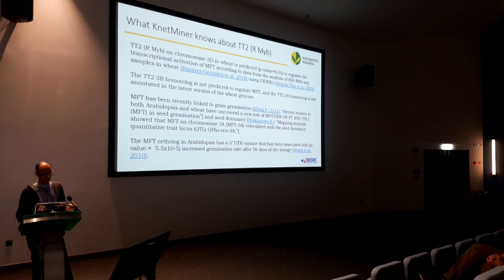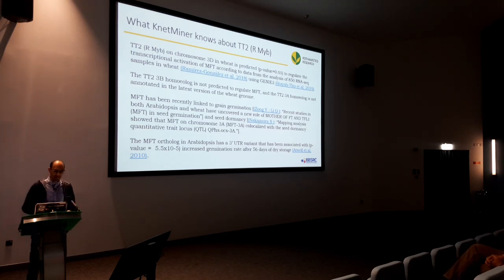Mapping analysis showed that MFT on chromosome 3A is co-localized with a seed dormancy quantitative trait locus. So the MFT also, like in Arabidopsis, another sentence from the knowledge graph, has a 3' UTR variant that has been associated with a specific p-value with increased germination rate after 56 days, and so on. So as you see, those knowledge graphs are very content-rich.